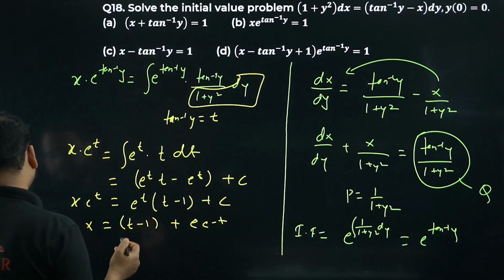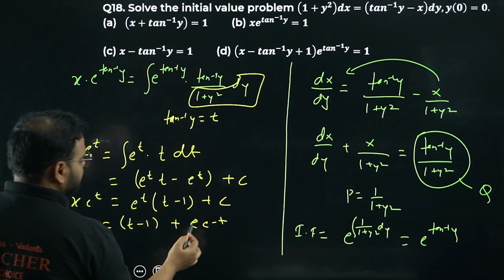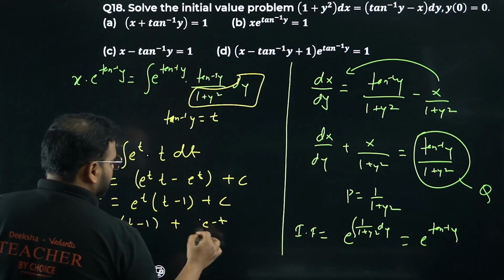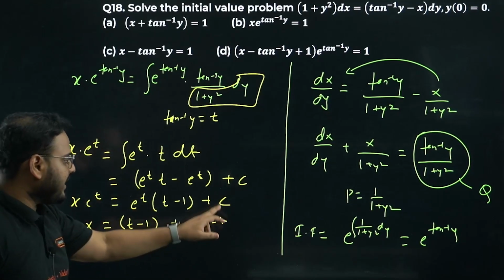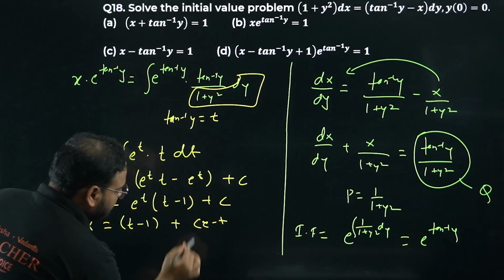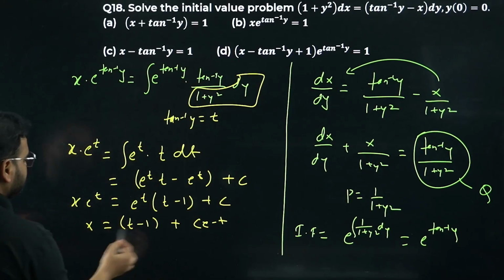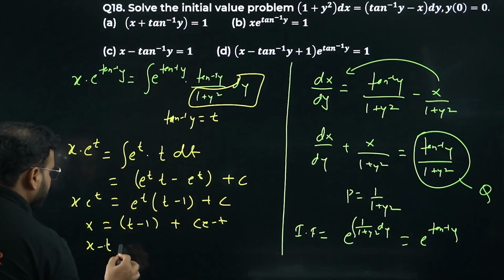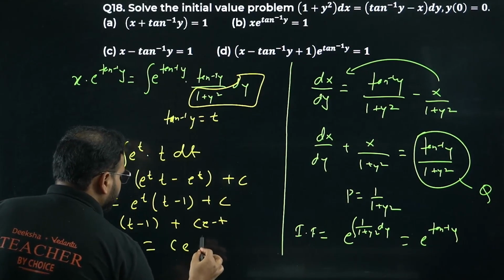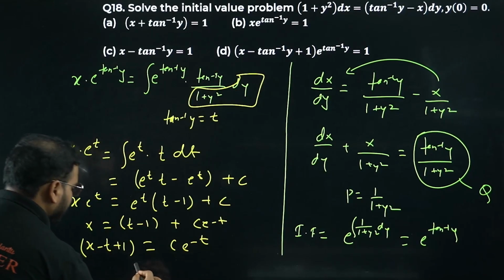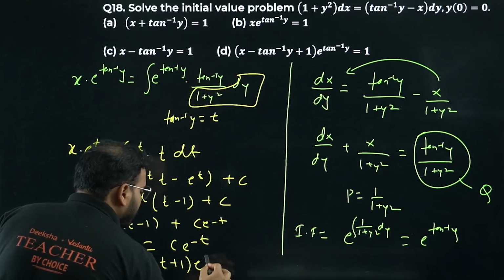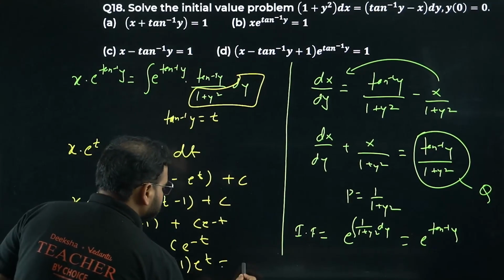Correct, right? I'm dividing everything by e power t. Please check. So I get c by e power t will become c times e power minus t, and this will be like this. So I can take it on the side. I get x minus t plus 1 equals c e power minus t. Bring it back. I get x minus t plus 1, I have e power t, of course, over here equals to c.